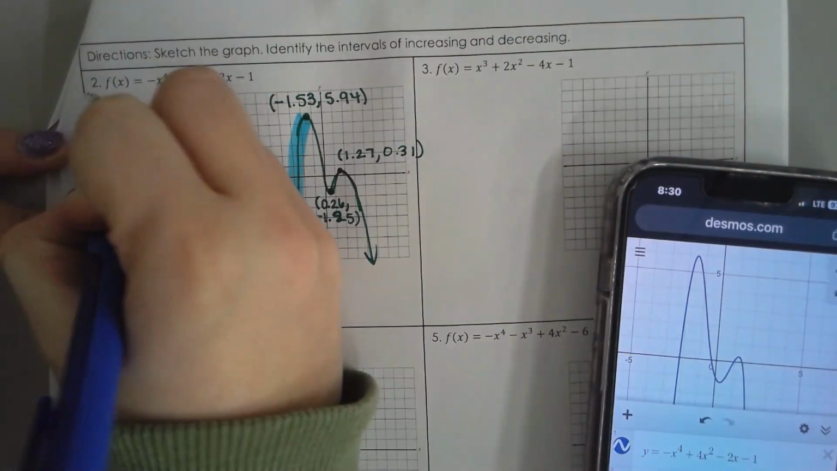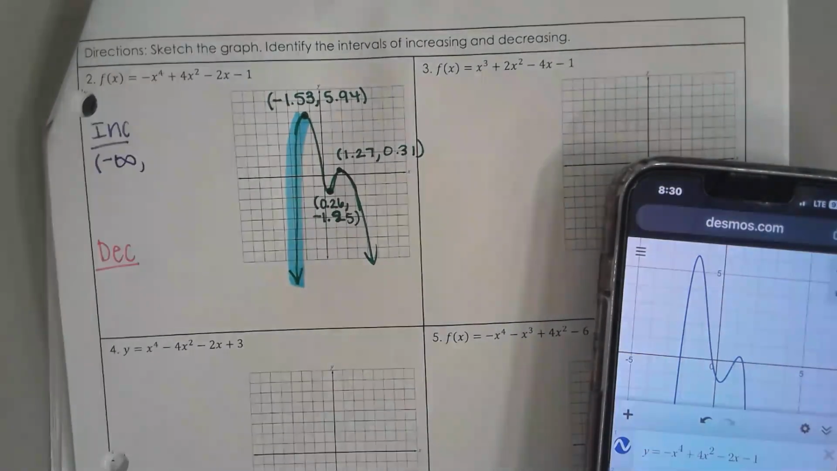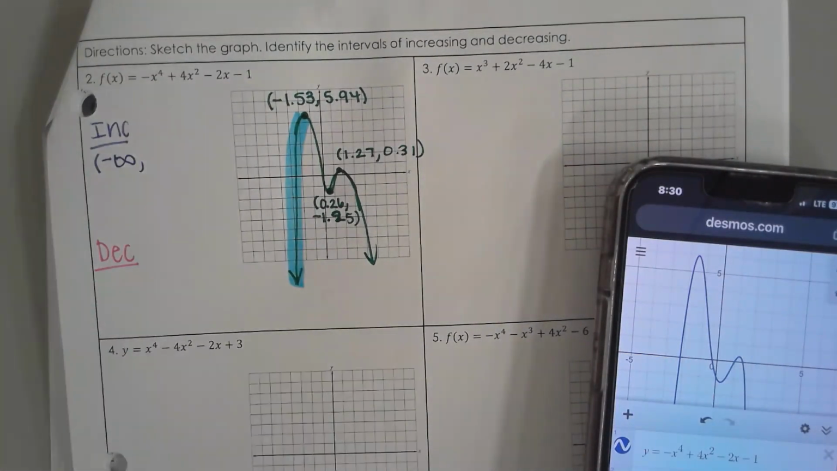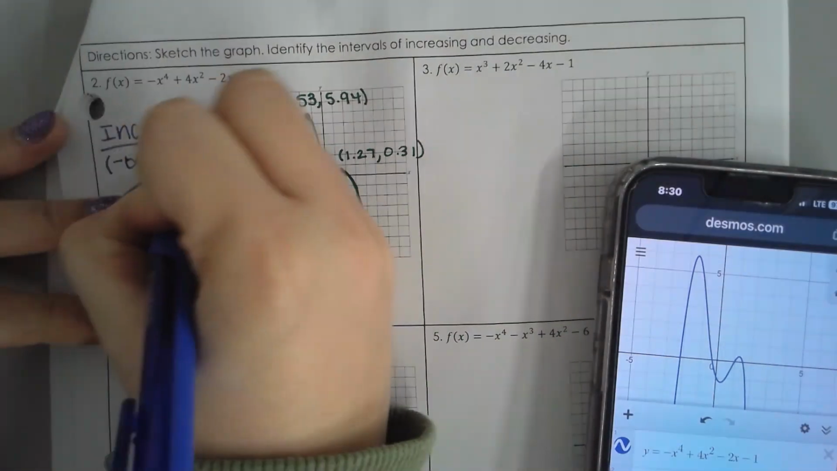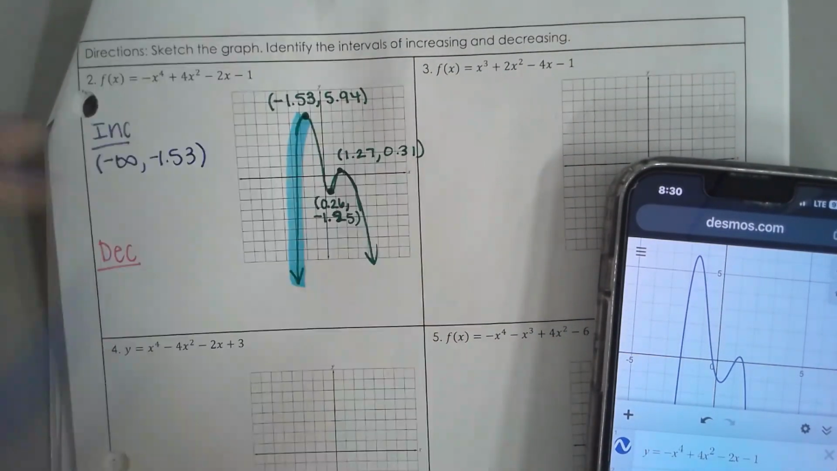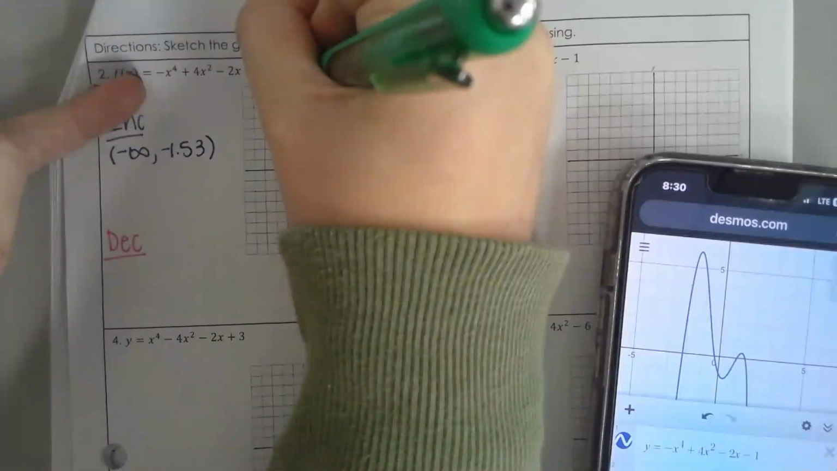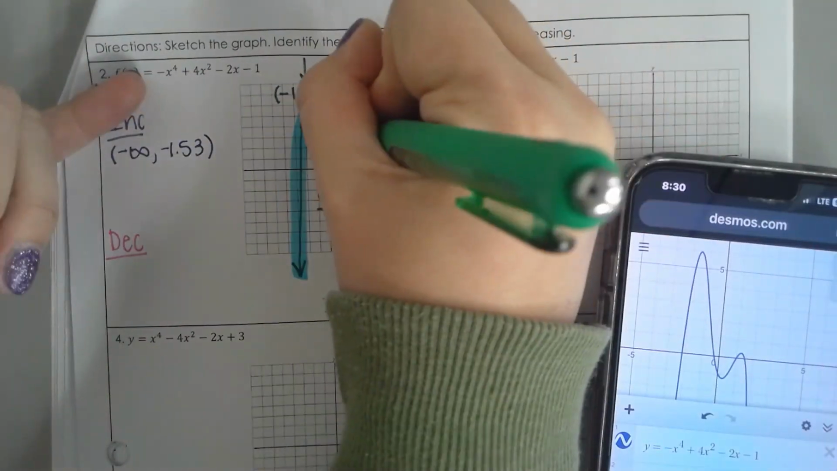So where does it start increasing? Negative infinity, because there's an arrow on the left. I don't say negative infinity because it's pointing down. I say negative infinity because it's pointing to the left. And then where does it stop? Careful, negative 1.53. Yep. Remember, on increasing and decreasing, we only care about the x values.